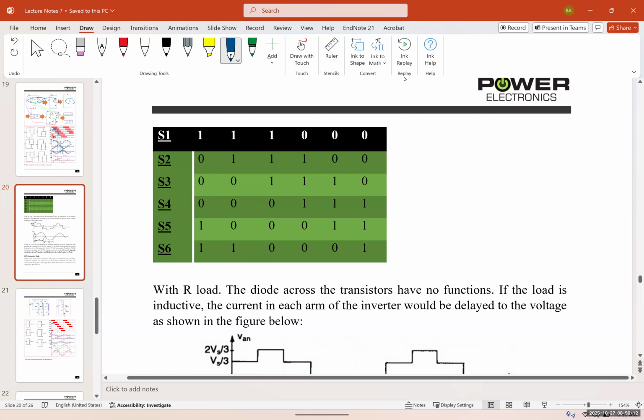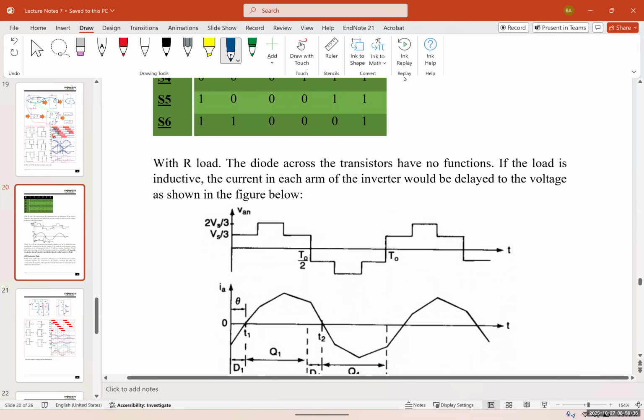And you can see that each one turns on for half the time and turns off for the other half. So that's the reason we call it 180 degrees. It's on for 180 of the 360 degrees, so 111, 60, 60, 60, and then 000, the other 60s. With a resistive load, the diode across the transistor has no function.